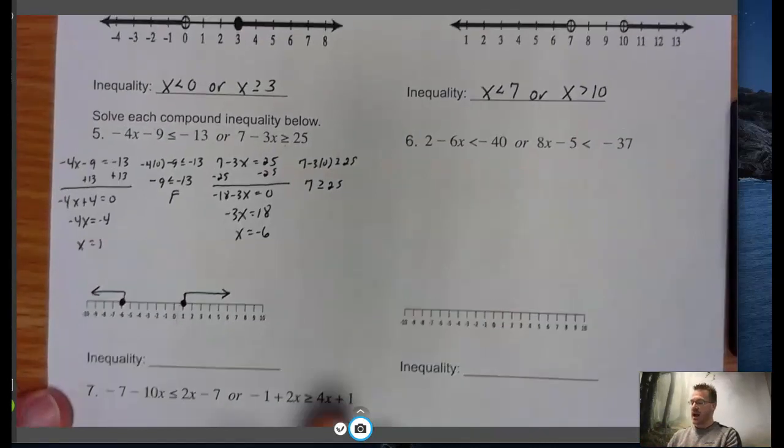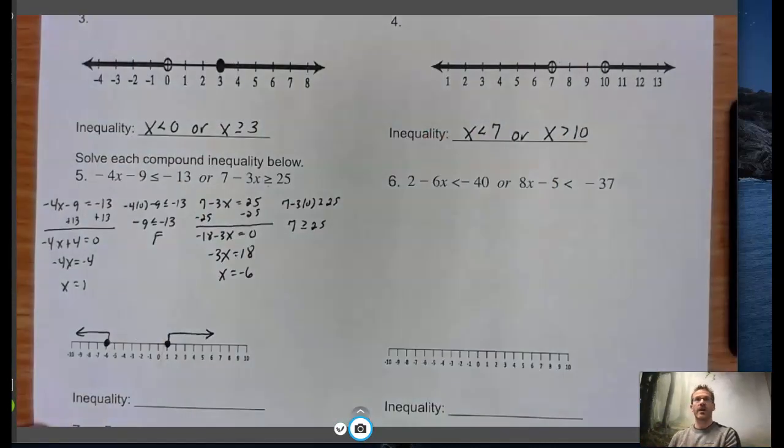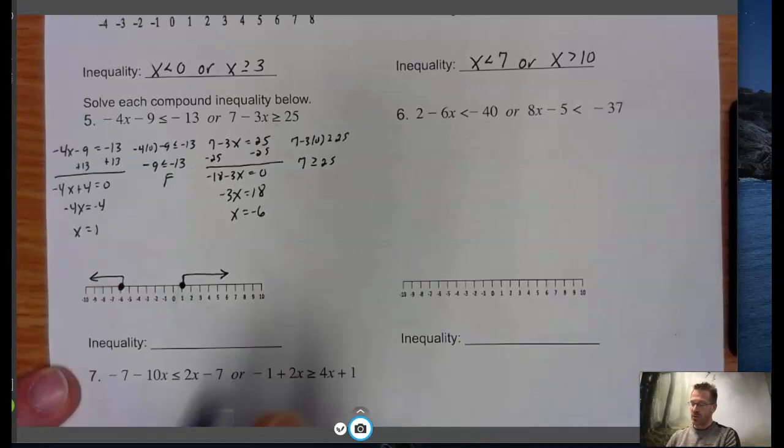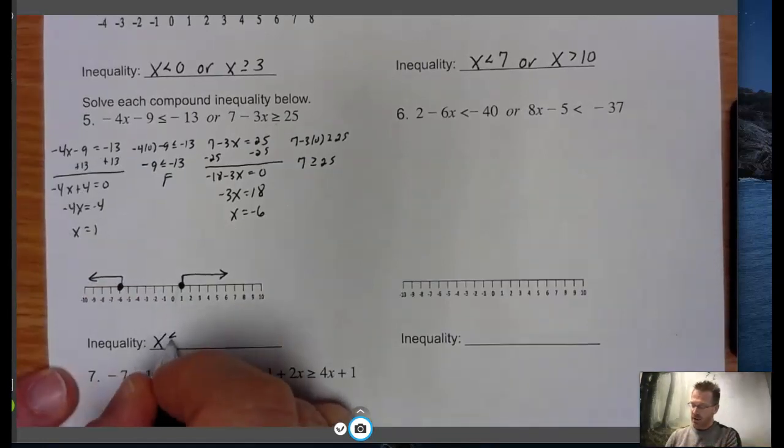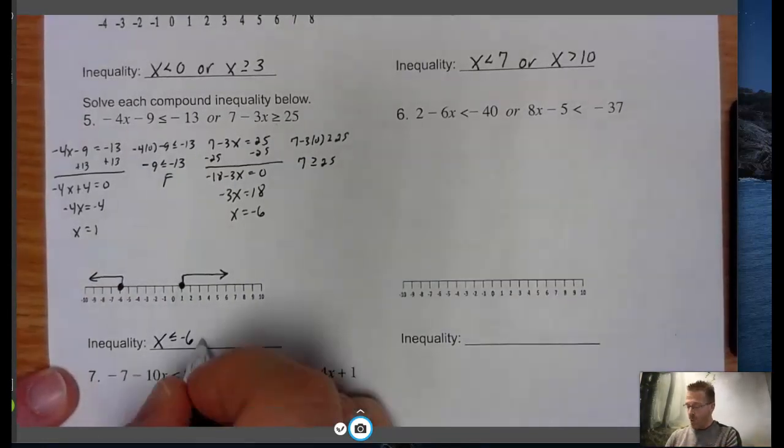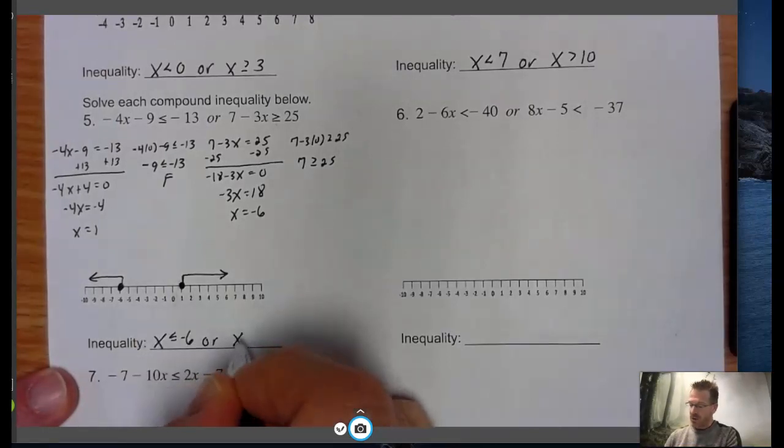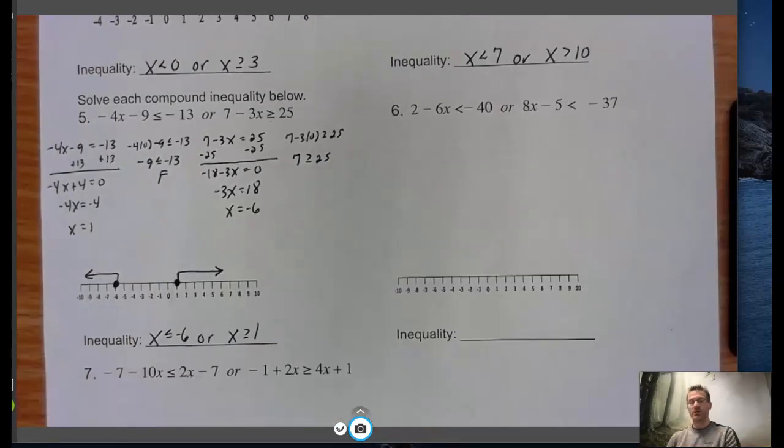And notice now we're like what we did up here. We have to write those two inequalities. So my first one, this would be x is less than or equal to negative 6, or x could be greater than or equal to 1, just like that. And that really is all it is. Just working two separate problems and then combining them at the end.